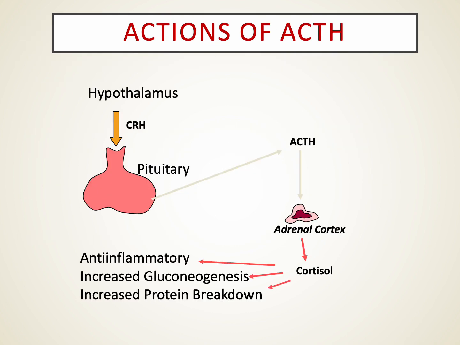The actions of adrenocorticotropic hormone: typically the hypothalamus releases corticotropin releasing hormone to the pituitary, which releases adrenocorticotropic hormone, stimulating the adrenal gland to release cortisol, which has certainly its anti-inflammatory properties, affects gluconeogenesis, and affects protein breakdown.